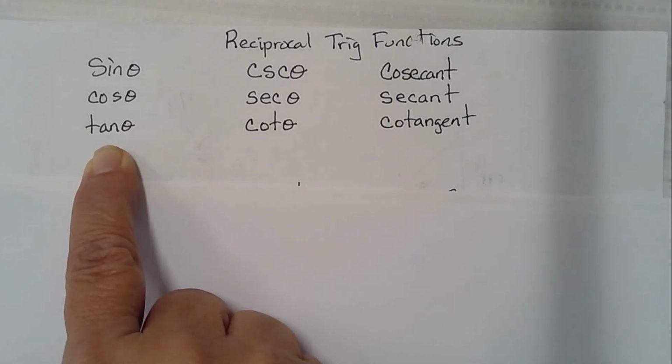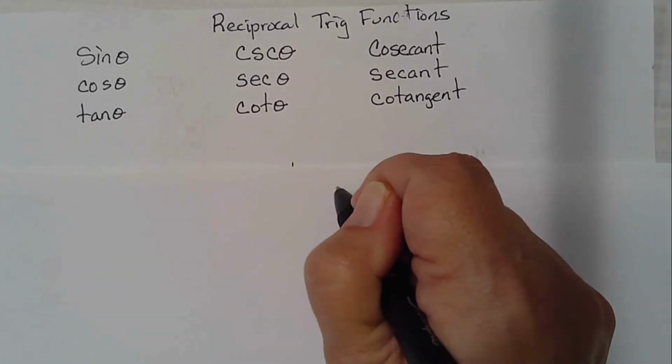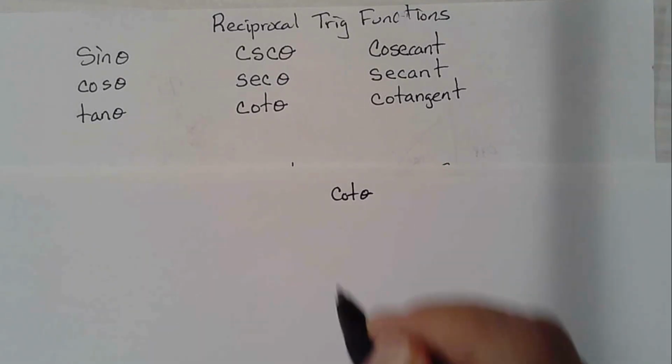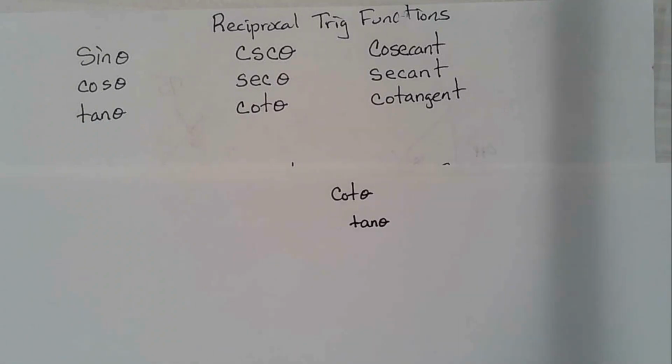So if I want to find cotangent of theta, I think like this. I think, oh, let me find the tangent of theta. And then after I find the tangent of theta, I'll just do the reciprocal, right? And then that's going to be way easier than memorizing a whole other set of fractions.